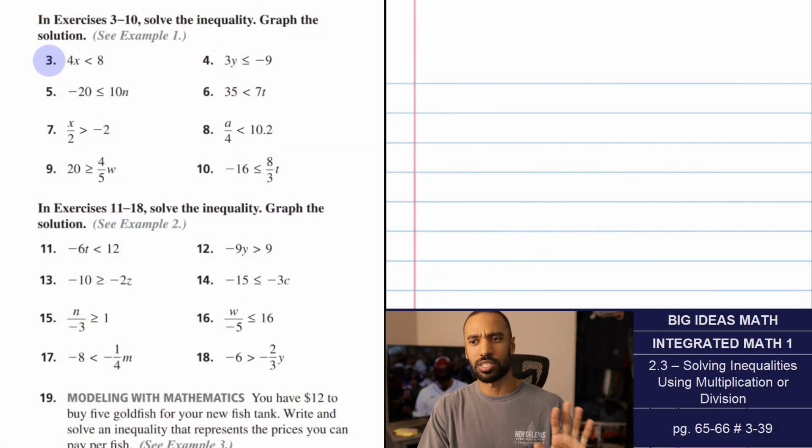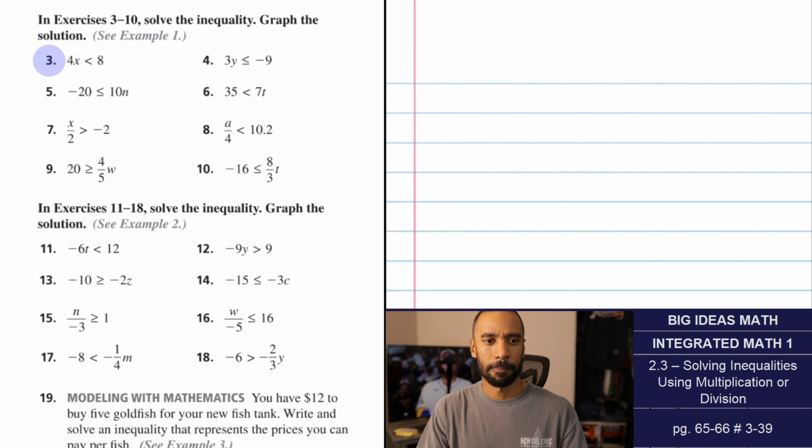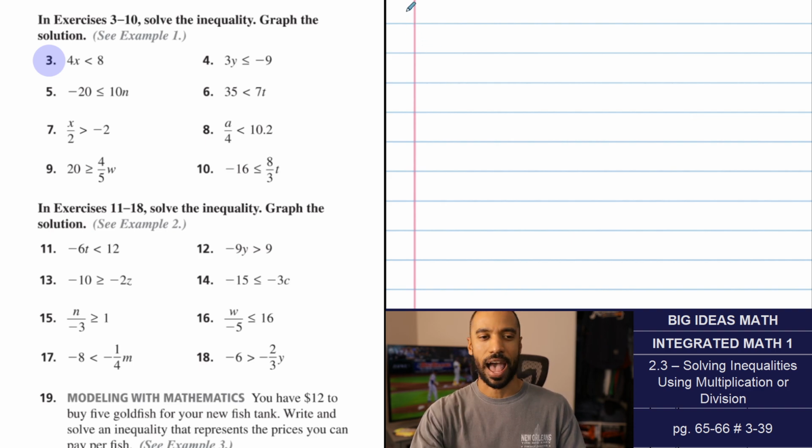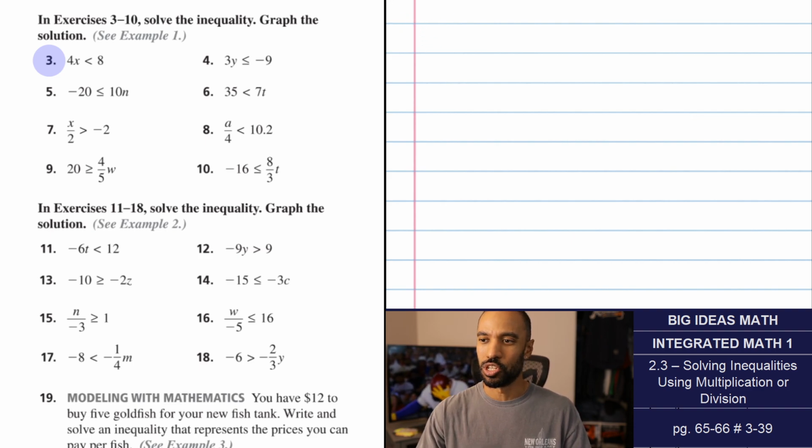And guys, we're going to go ahead and get started. So numbers 3 through 39 will be had. I'll go as fast as this thing allows me to, okay? This says solve the inequality, graph the solution. We're going straight into this. They're not asking us to tell them what you need to do. We are going to do it.